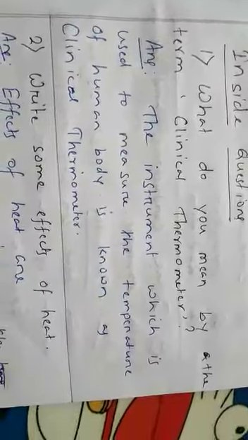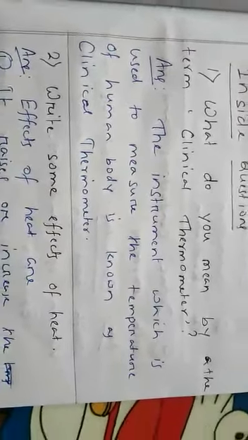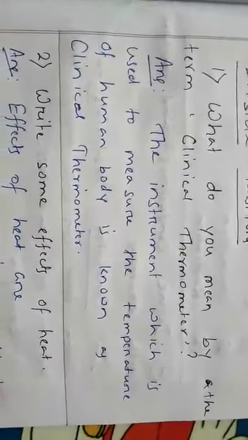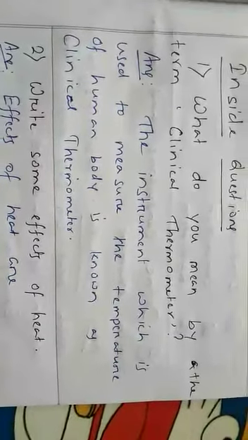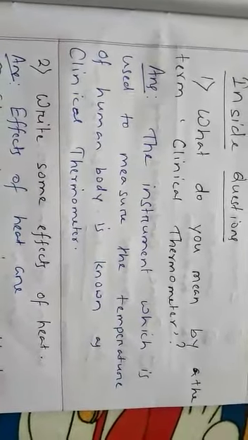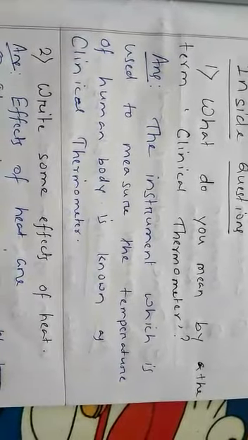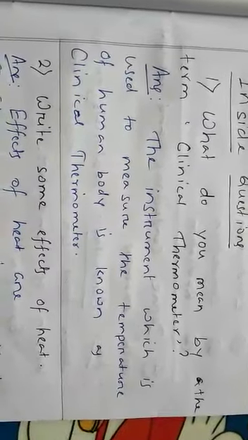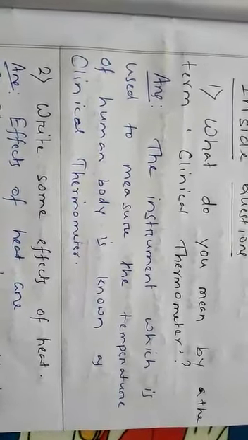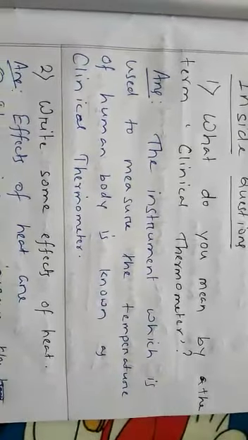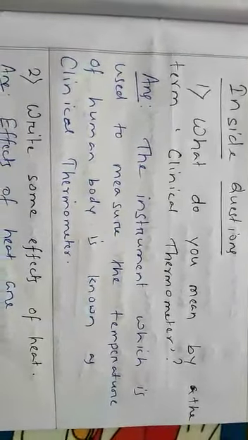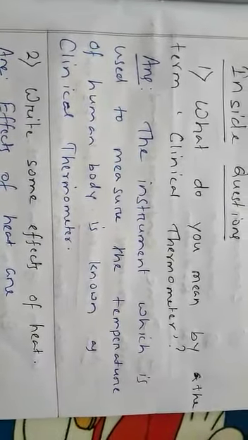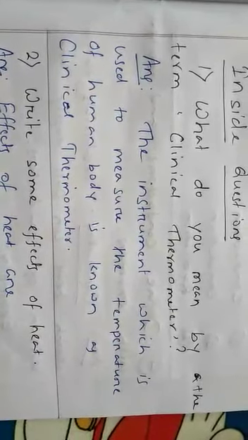I think all of you have seen a clinical thermometer, and it contains a liquid metal, the only possible liquid metal, which is mercury. Mercury is inside the thermometer. The chemical symbol of mercury is Hg. Mercury is the only liquid metal. In a digital thermometer, mercury is not used, and it is also used to measure the temperature of the human body.